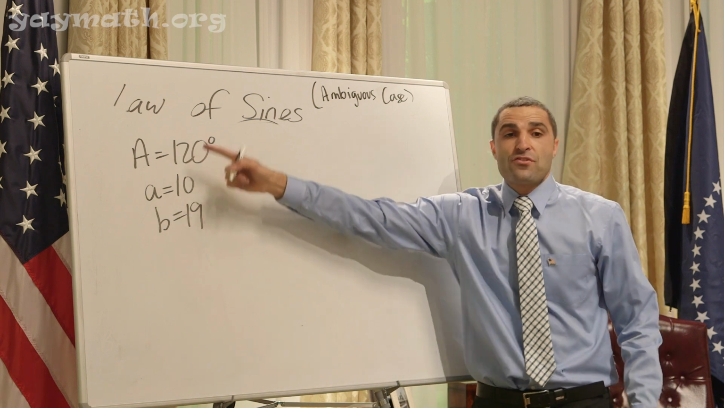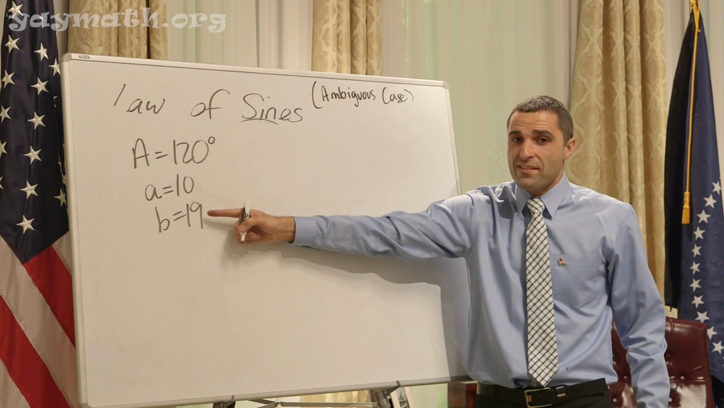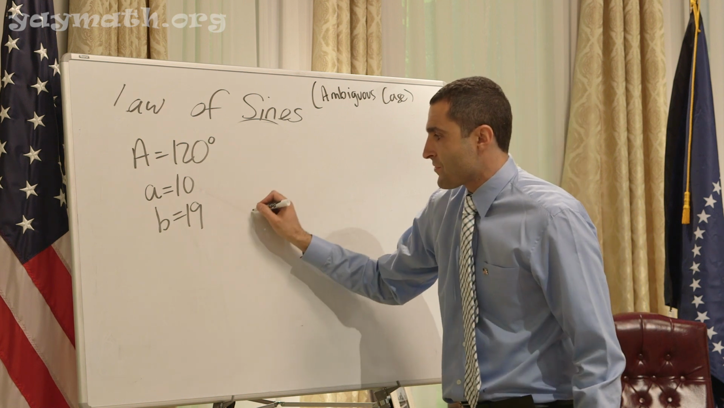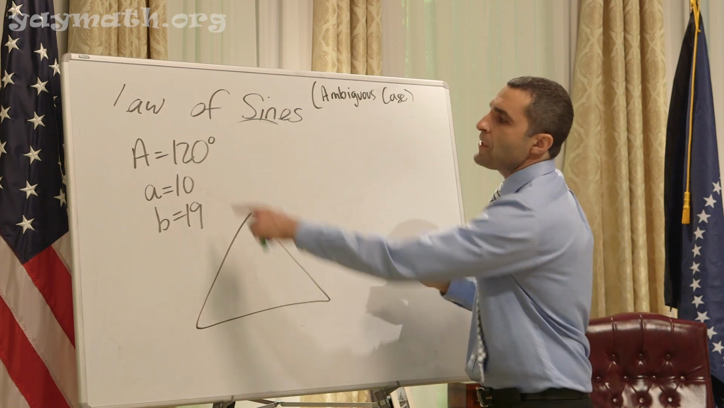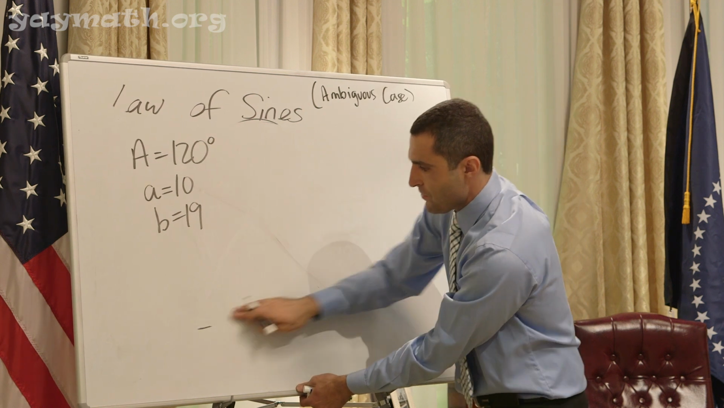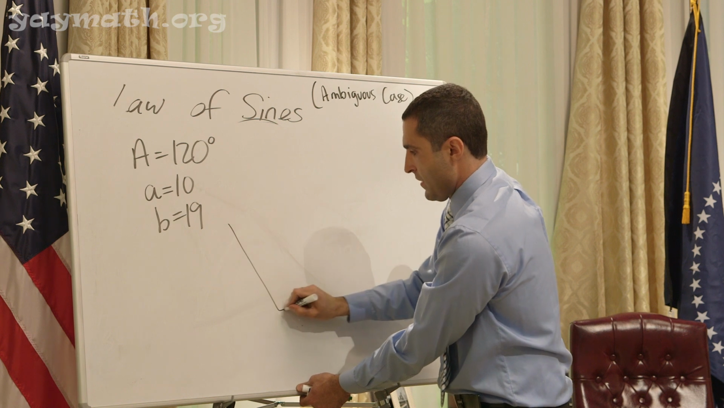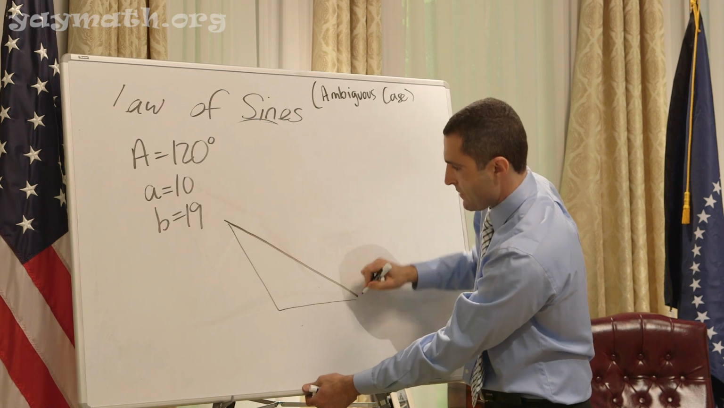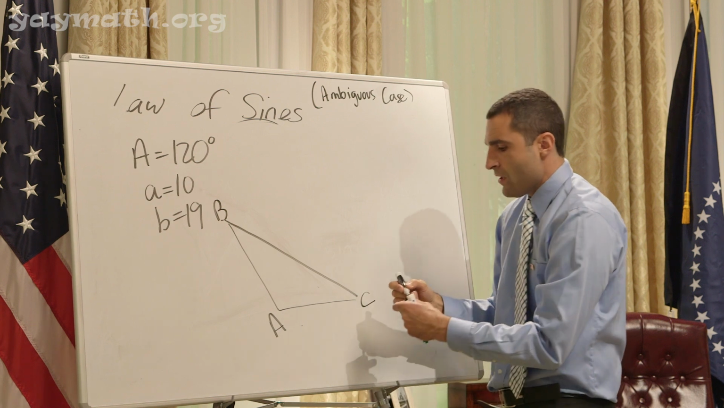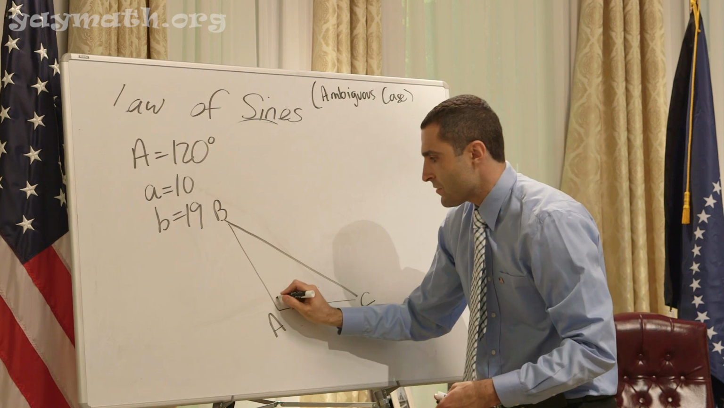So what they'll do is they'll say solve the triangle, and they won't even draw it sometimes. So what we need to do is draw it ourselves. We can just draw any triangle. Preferably, we could see A is 120. Can we draw an obtuse then? Let's draw an obtuse triangle like this. Here's A, B, C.